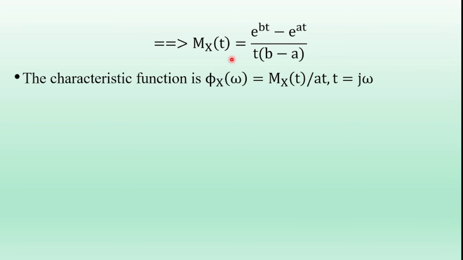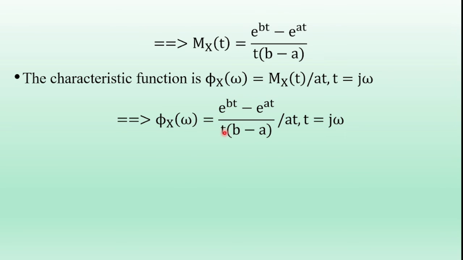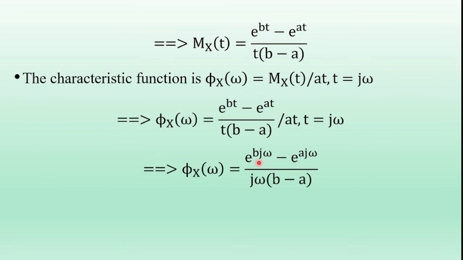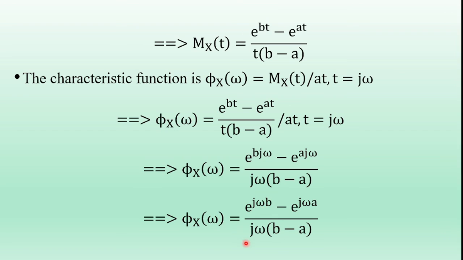In this equation, small t is replaced by j omega. We get the characteristic function of the uniform random variable: phi X of omega is equal to the moment generating function at t is equal to j omega. In the moment generating function expression of the uniform random variable, small t is substituted by j omega. We get phi X of omega is equal to e power b j omega minus e power a j omega divided by j omega into b minus a. Therefore, phi X of omega is equal to e power j omega b minus e power j omega a by j omega into b minus a. This is the final expression of the characteristic function of a uniform random variable.